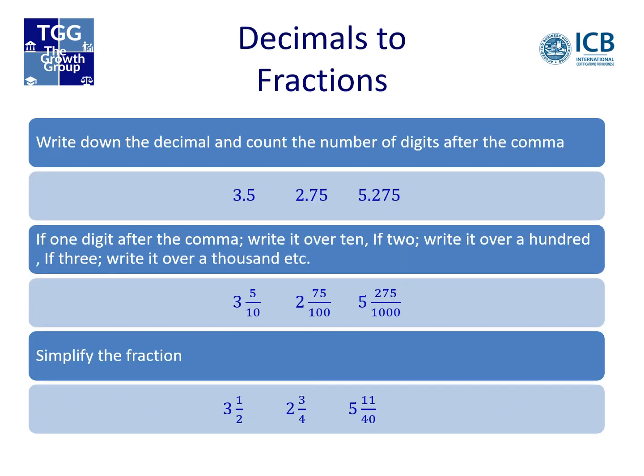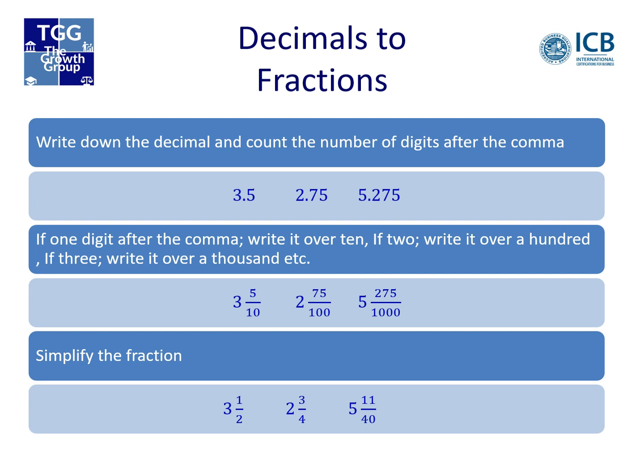Okay, but now obviously we don't only want to be able to turn a fraction into a decimal, we also want to be able to write a decimal as a fraction. So how do we do that? We write down the decimal and then we count the number of digits after the comma. So in the case of 3.5, there's 1 digit after the comma. In the case of 2.75, there's 2 digits. And in the case of 5.275, there's 3 digits after the comma.